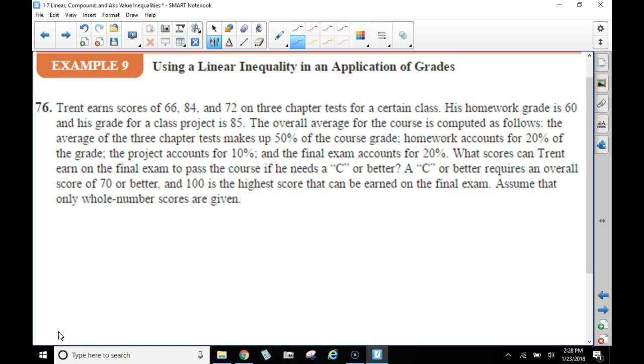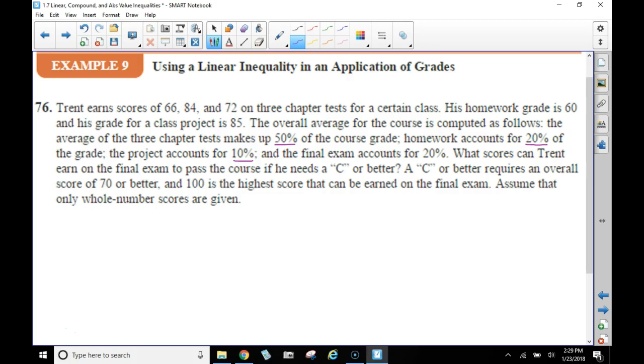Okay? The average of the 3 chapter tests makes up 50% of the course grade. That's like for you guys in our college algebra class, actually. Homework accounts for 20% of the grade. The project accounts for 10%. And the final exam accounts for the remaining 20%.